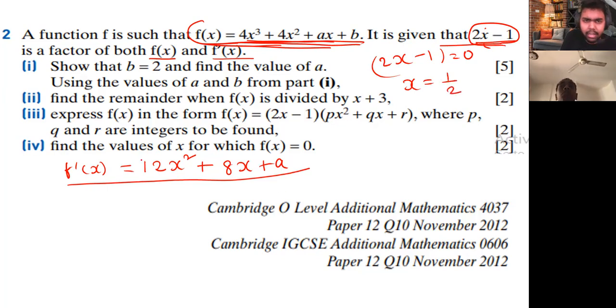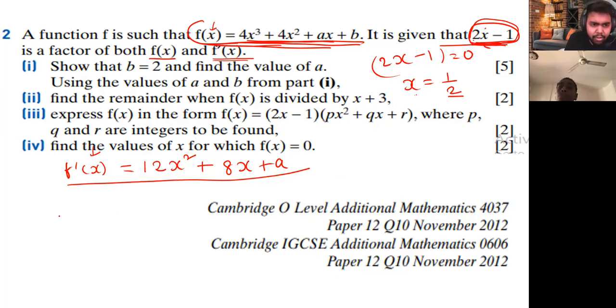Okay. I'm putting this 1 by 2 from here. I have taken out the value of x from this expression, which is the factor of this one and this one. Now I would be putting this x into this function and this function, and both times I would be getting result equal to zero because this one is a factor of both of them.